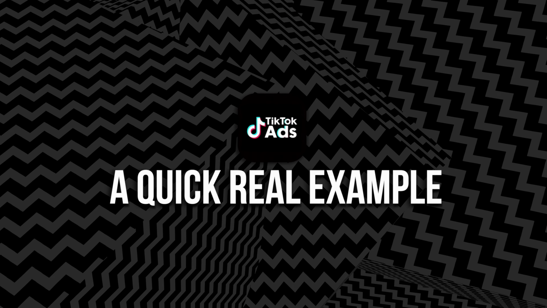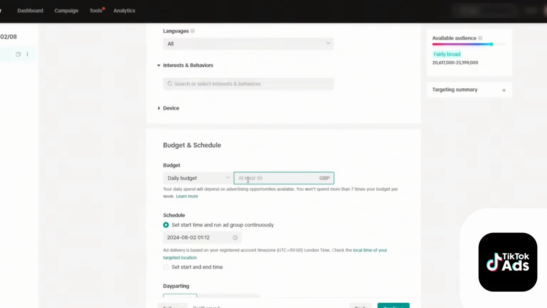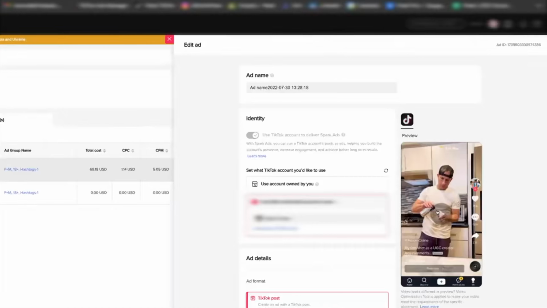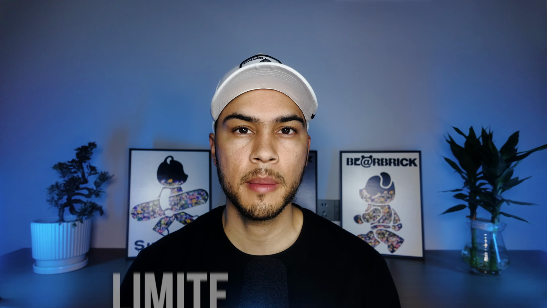Here's a quick real example. Let's say you launch a new product. Your budget is $20 a day and your cost cap is $18. Purchase optimization, new pixel, one creative, and nothing spends. Why? Budget too low, cost cap too tight, no pixel data, and limited creative.